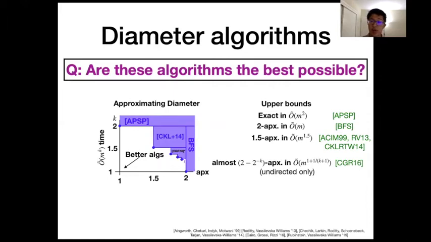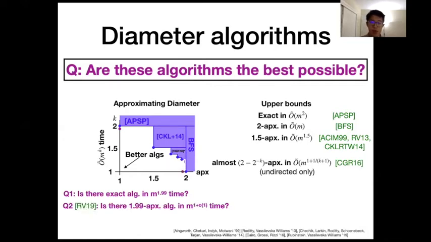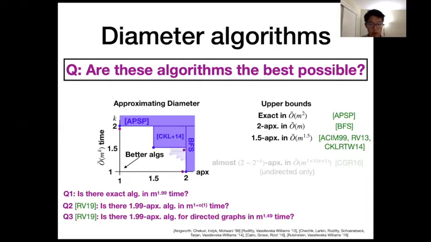So a natural question is, are these algorithms the best possible for computing the diameter? Some questions we could ask in this direction are, can we get a faster exact algorithm? Is there an exact algorithm in truly subquadratic time? We could also ask, is there a better than 2 approximation in near linear time? Or is this simple 2 approximation from the triangle inequality optimal? We could also ask, in directed graphs, it's not even known if you can beat a 2 approximation in better than m to the 1.5 time. So is that possible? And these last 2 questions appear in this survey called SETH versus approximation.